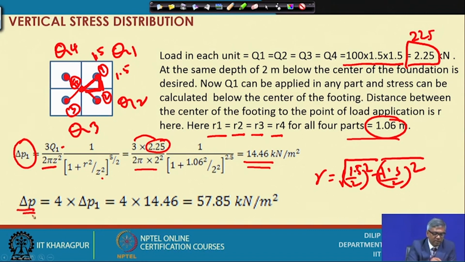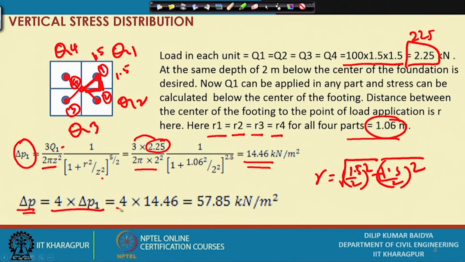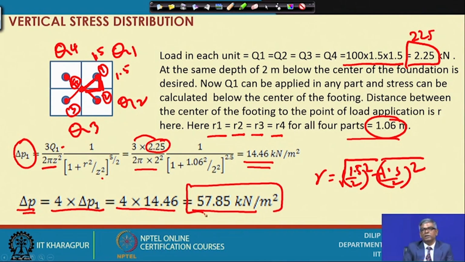So, because of the loading of the entire area at the center, whatever stress we are getting, I assume that as delta P. Then delta P becomes 4 into delta P1. So, 4 into 14.6 is 57.85. So, this is the stress we are getting if I divide into 4 parts and apply the Boussinesq point formula. Now, as I have mentioned before, if I divide it into more number of segments, you will get better results.